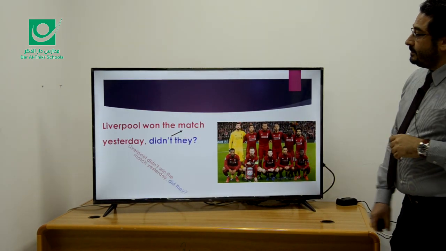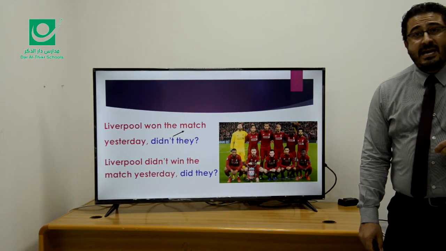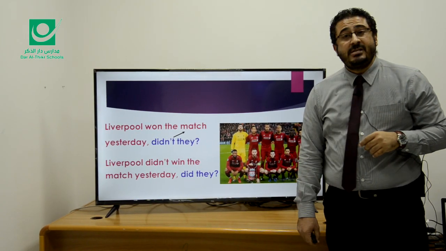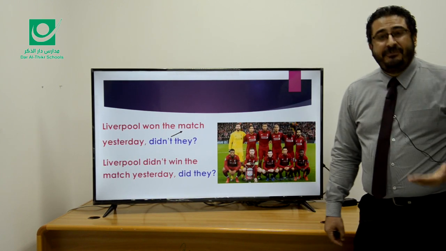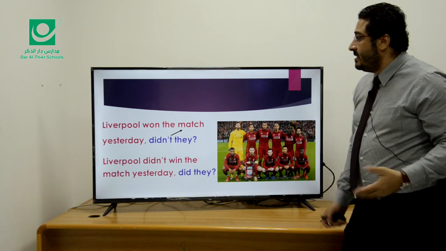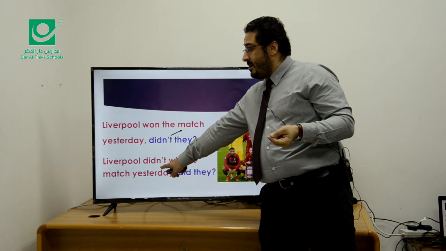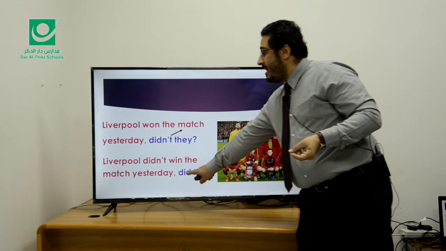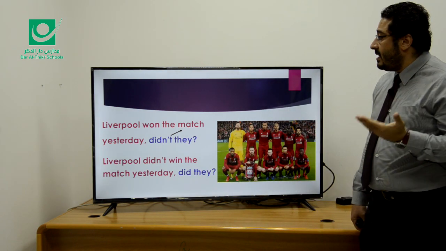Second example, Liverpool didn't win the match yesterday, did they? So, still, I want to confirm this piece of information. I don't know if it's right or not, so I'm asking you. And as you can see, the verb here in this sentence is negative. It's a negative statement. So that's why I used did they. It's a positive question.